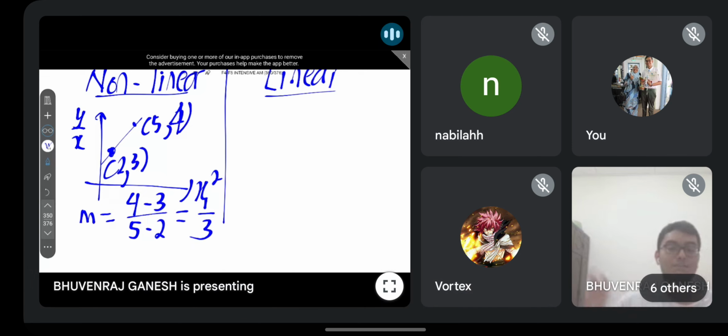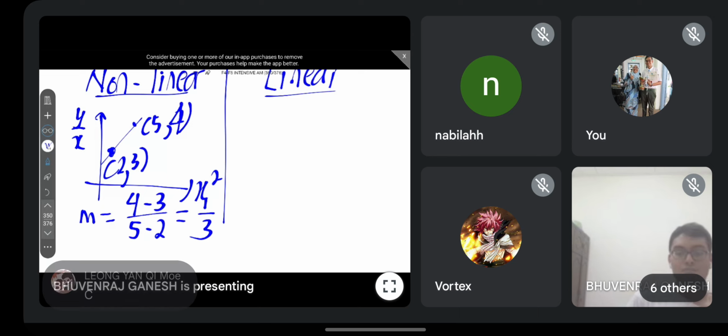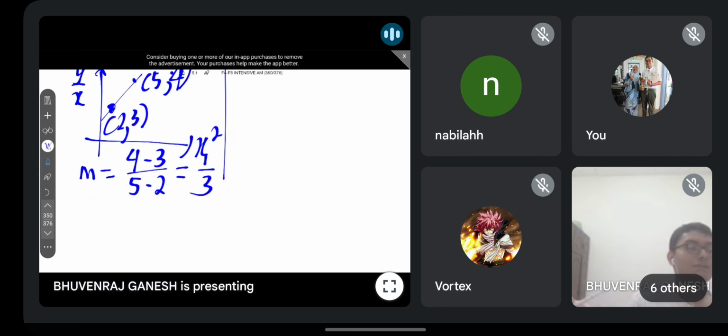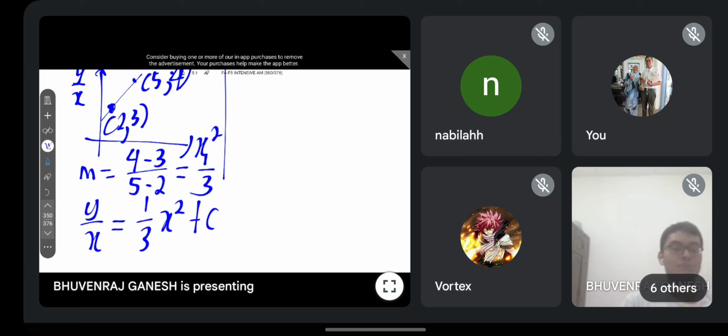Next step, what should I find? Remember, to form an equation, what do we need? Yes, the y-intercept, C. So you can write out the equation: y over x is equal to 1 over 3 x square plus C. Now how to find the C, guys? Any idea?